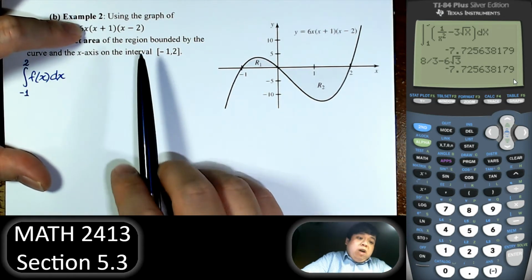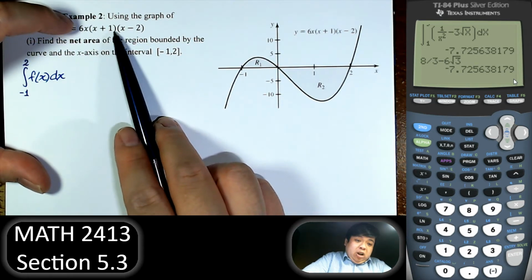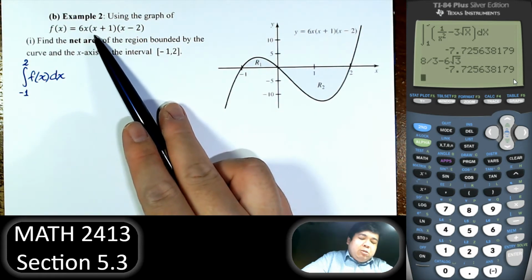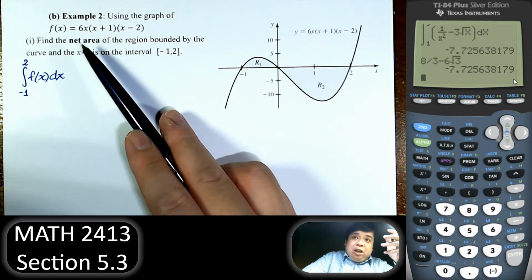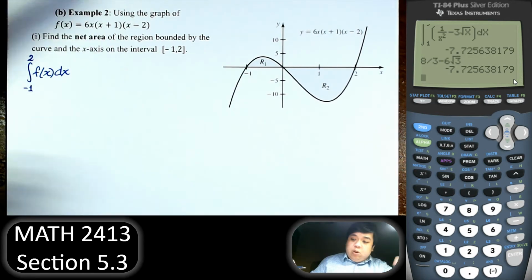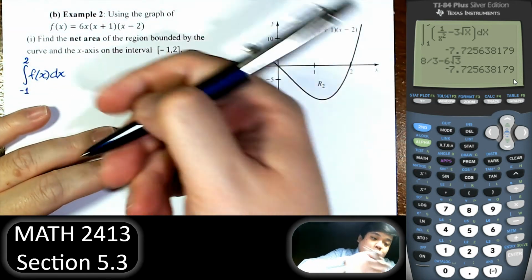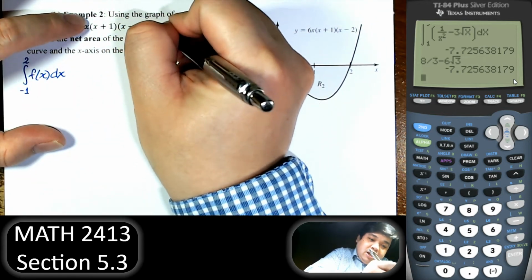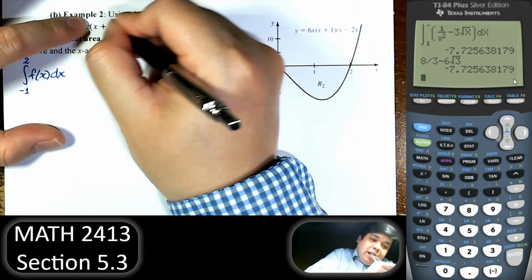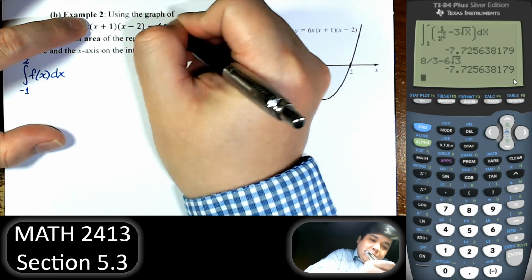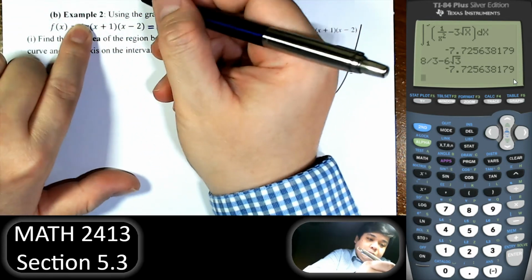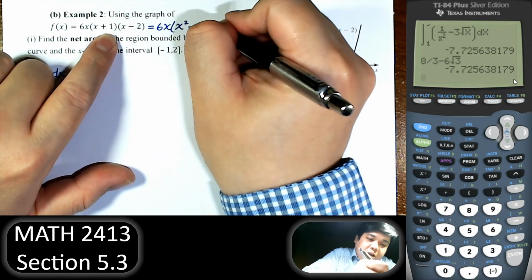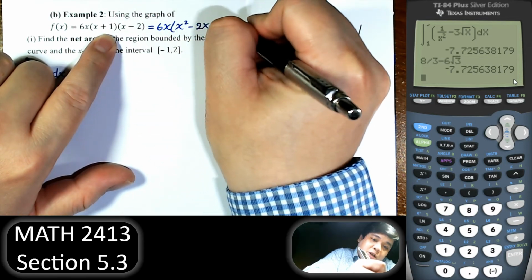I will multiply this out first because we're going to use the product rule. I'm sorry, there's no product rule. We use the power rule. So I just multiply it out and put it in here. So that gives us, I keep the 6x, x squared minus 2x plus x minus 2.